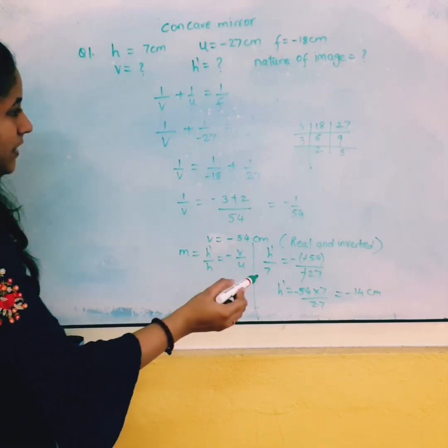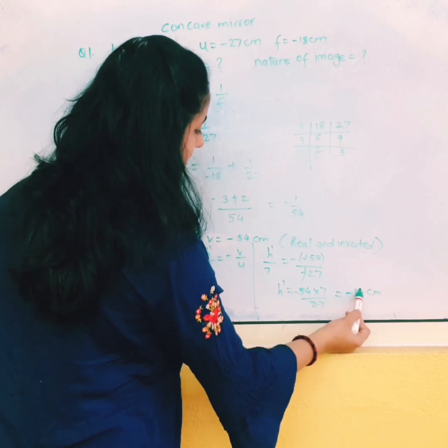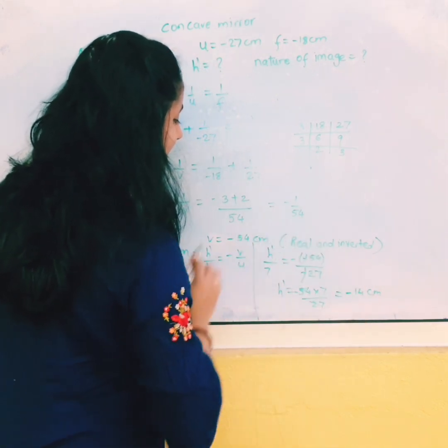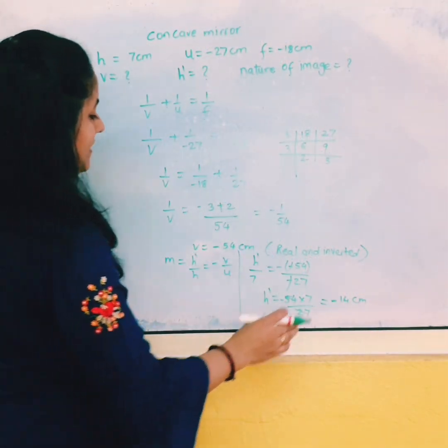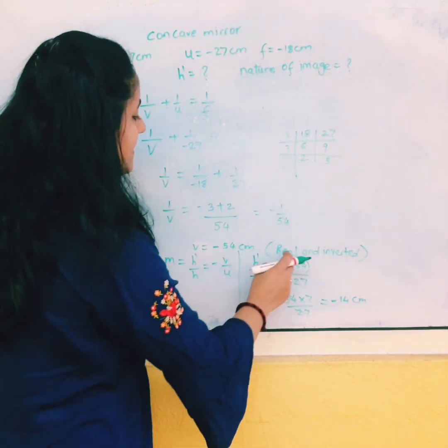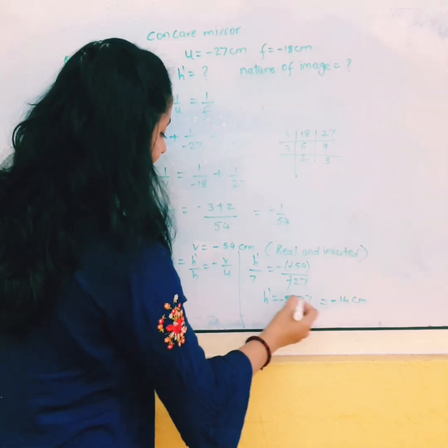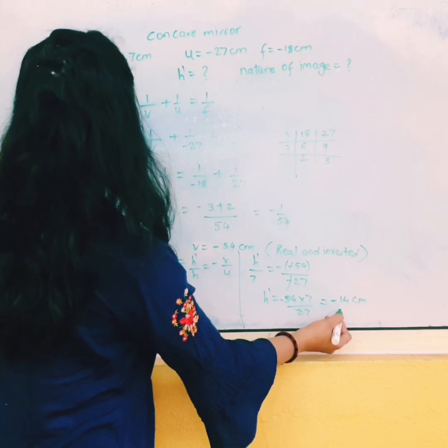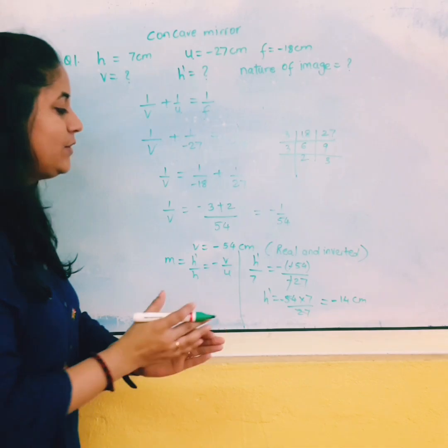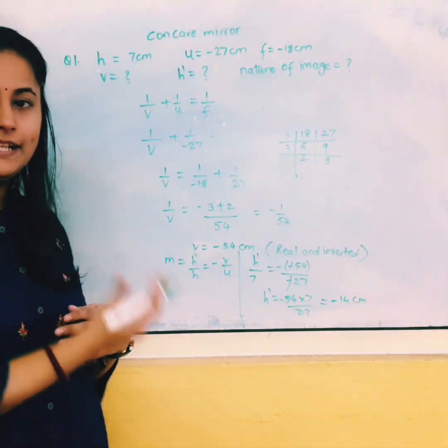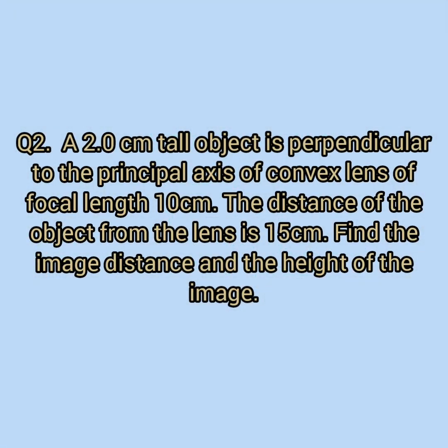Now here you can see there is a negative sign, so it is negative 14 centimeter. So as the final answer you need to write the image here is real and inverted, and you can see that this is negative 14 centimeter and h is given as 7 centimeter, which tells you that the image which is formed is enlarged, which is larger than the size of the object.